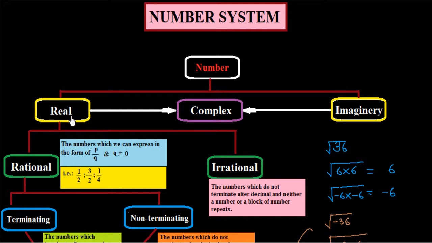Real numbers like 1, 2, 1 by 2, 0, minus 3 by 2, negative numbers too, square root of 2, square root of 3, square root of any number, the fourth root, the fifth root, these are all real numbers. Square roots, fourth roots, the even roots of all positive numbers, and the cube root of any number, either positive or negative. So these are all real numbers. We have classified the real numbers into two parts, rational and irrational.